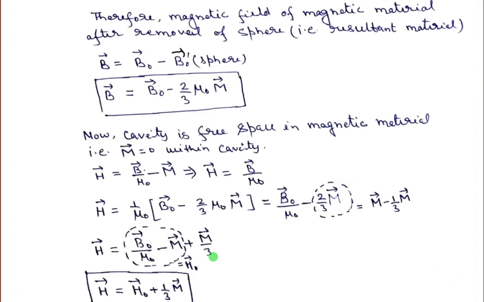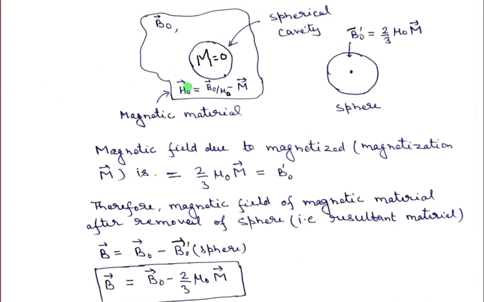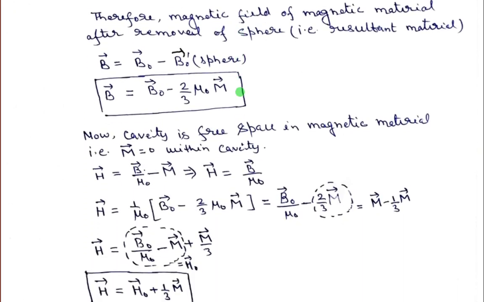And if you go back, it is given in the problem that H0 vector is equal to B0 upon mu 0 minus M vector. Here, what we have is B0 vector divided by mu 0 minus M vector, which is equal to H0 vector. That means after removal of the sphere, at the center of the cavity, the H vector will be equal to H0 vector plus M vector by 3. So this is the answer.